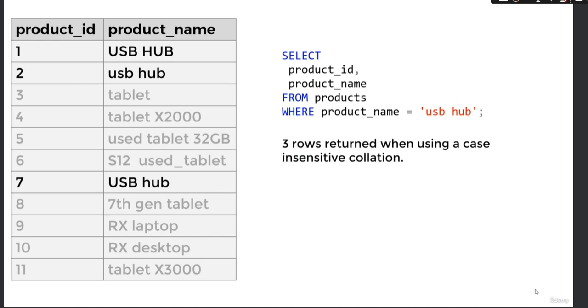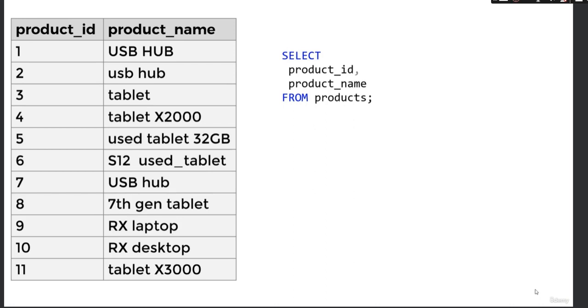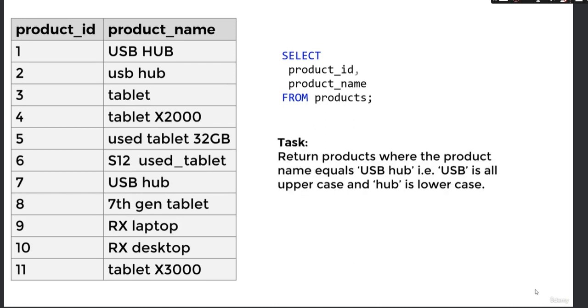Let's go back to select all rows from the table. Okay, our new task is to return products where the product name equals USB hub, that is USB is all uppercase. So USB should be all uppercase, right? Now let's see how to write the query. In other words, now we want to do a case sensitive pattern match, right?